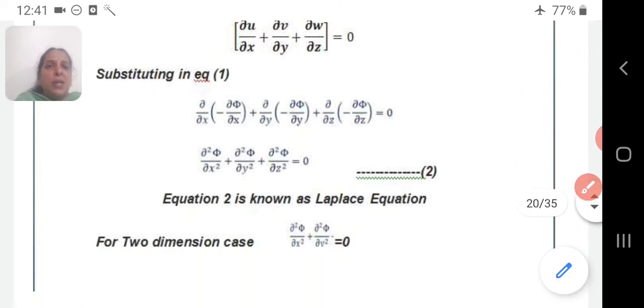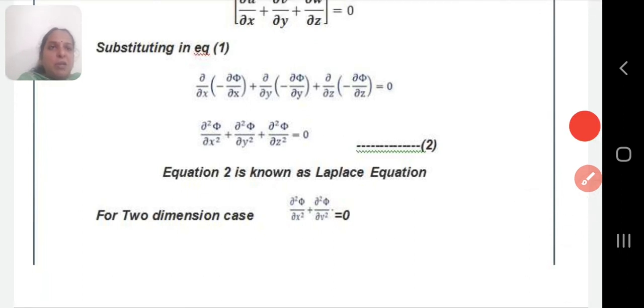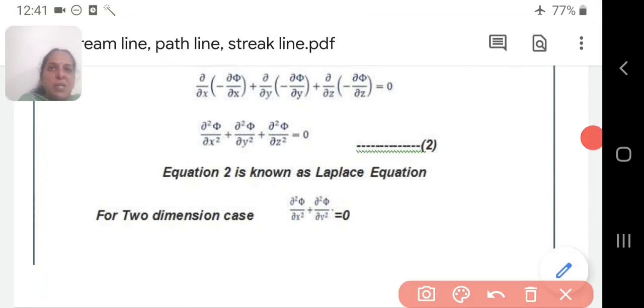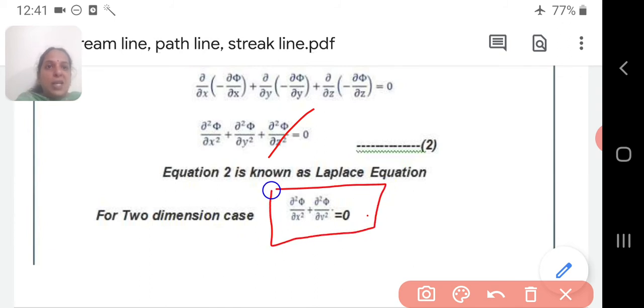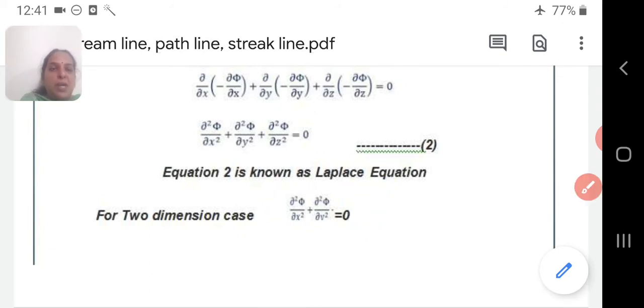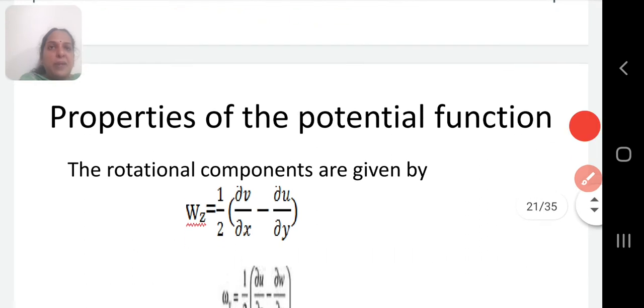Okay. Now here, for the 2-dimensional case, how will this Laplace equation be? 2-dimension means we don't have one direction. Okay, one dimension is not there. So this is a direction, we are removing it. So what will your Laplace equation be? Dou square pi by dou x square plus dou square pi by dou y square is equal to 0. This is the case of 2-dimensional flow. Okay, so this is the Laplace equation.